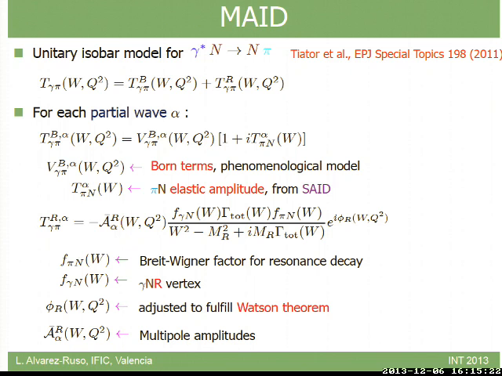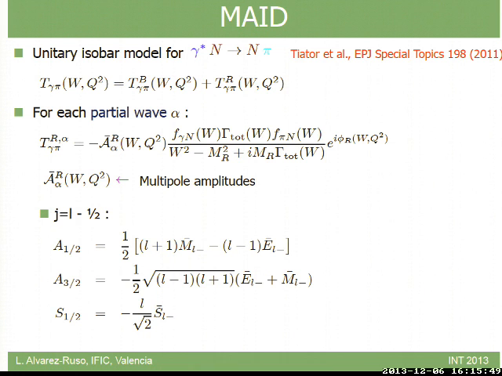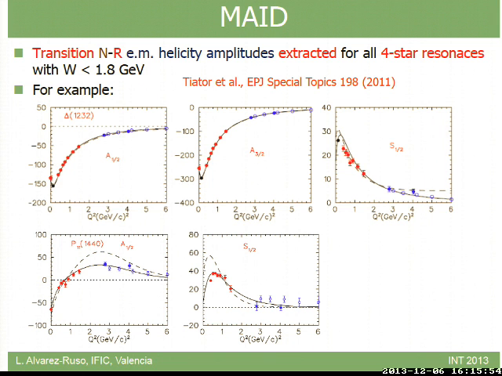Finally, this term here, which is the most important for us, those are the multipole amplitudes. And this is the goal of the analysis, to extract those multipole amplitudes, and then the helicity amplitudes, which I introduced earlier, appear as linear combinations of the multipole amplitudes. This is done in this kind of study. Here you see some examples for the different helicity amplitudes as a function of Q squared for different resonances. They have extracted these helicity amplitudes for all four-star resonances with invariant masses below 1.8 GeV. This is almost up to the place where the transition region starts.